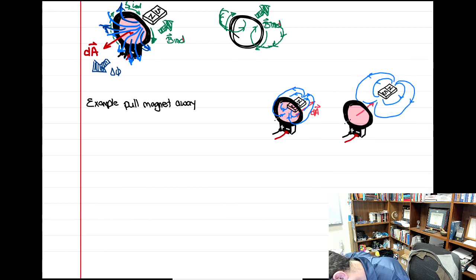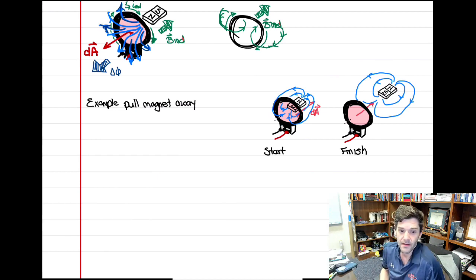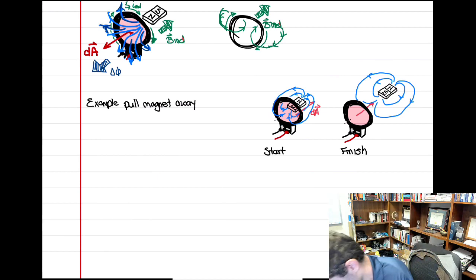So let's call this start and call this finish. And I've already done a couple of the steps for us. Since I now have the way that the magnet's oriented is that the north is on the top and the south is on the bottom, notice that that creates field lines that kind of loop around.